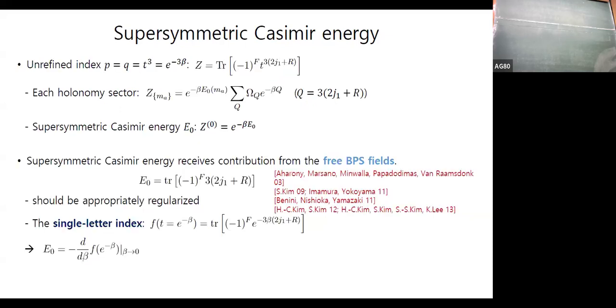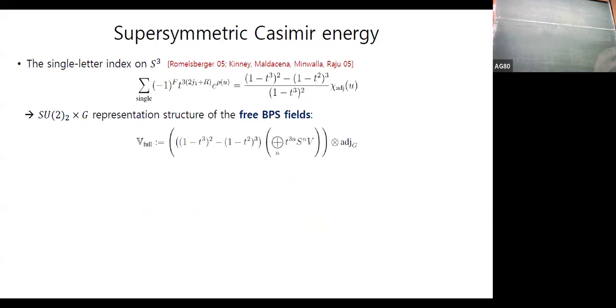And for the practical computation, let me start with the single letter index. This is the single letter index we have been seeing in the previous talks. This part is coming from the holomorphic derivatives, and this part from the single letter scalars, gauginos, and so on. And they are all in the adjoint representation under the gauge group.